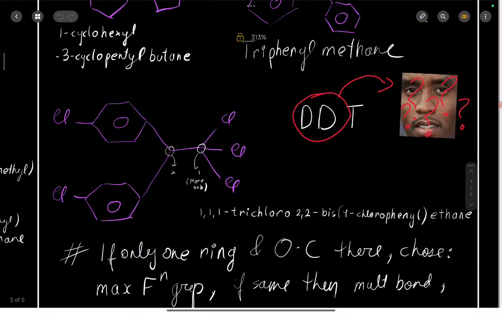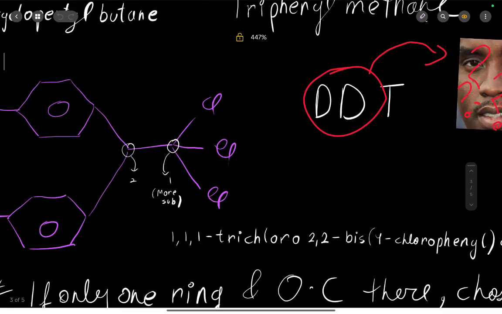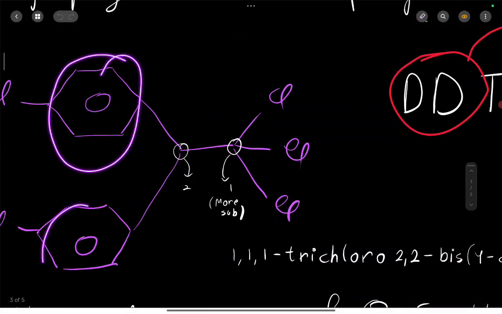Now look at this. This is DDT. What is the IUPAC name of DDT? It's 1,1,1-trichloro-2,2-bis(4-chlorophenyl)ethane. How? Look at the main chain. There are multiple rings here, so the open chain must be the main chain.